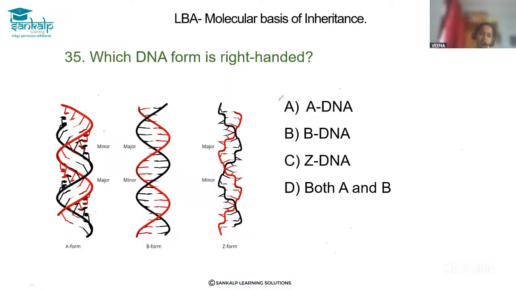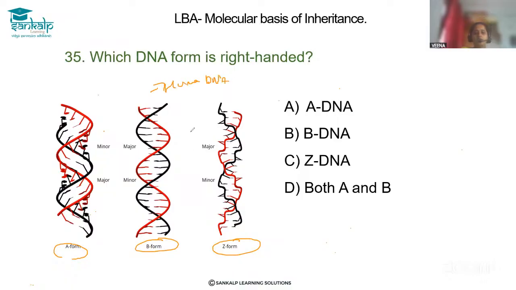Let's solve question 35. Which DNA form is right-handed? So dear student, here there are three DNA forms, right? A form, B form and Z form. Actually, this B form is human DNA.